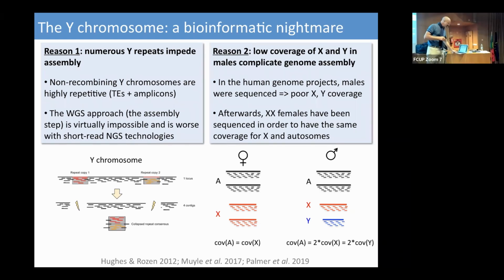And this actually happened for the Human Genome Project. They sequenced males, and the assembly of the X and the Y were terrible, so they had to redo them. After that bad experience, all the genome projects tend to sequence XX females.